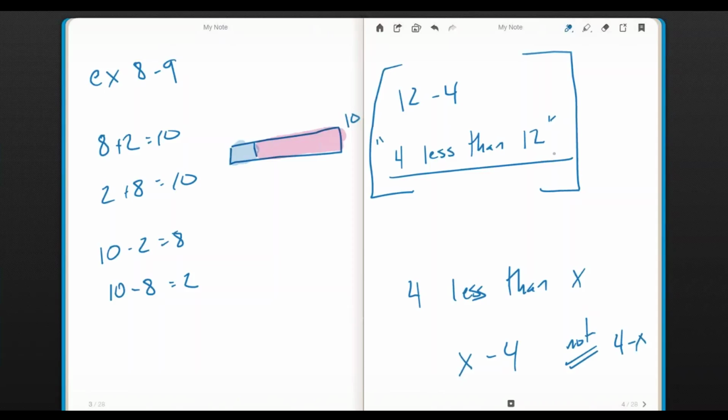When we say 4 less than 12, it means start with 12 and go 4 less than that. Subtract 4 from 12. So all of that is found in exercise 8. And exercise 9.